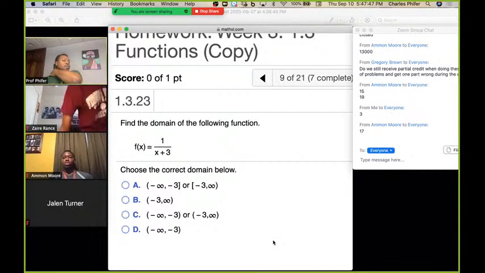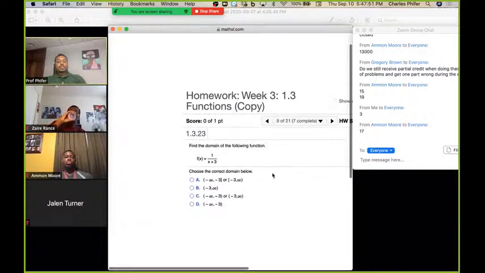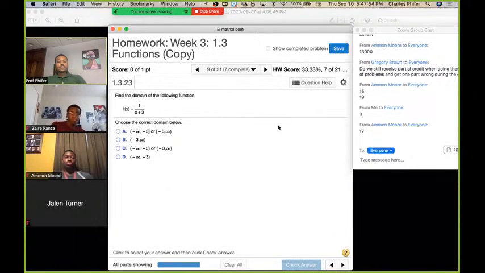Hey Google, give me a random number 1 through 21. Here's a random number, 2. Any takers on this one before I go to the next one?